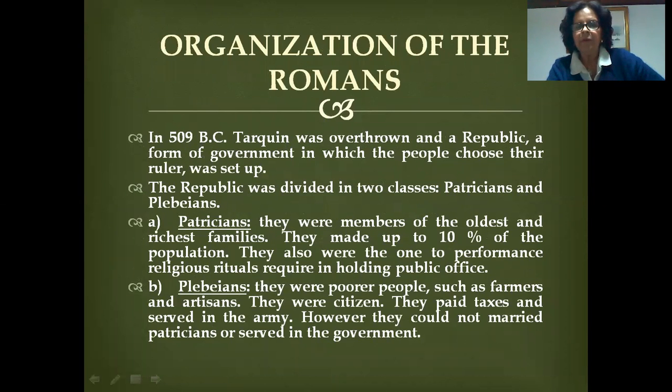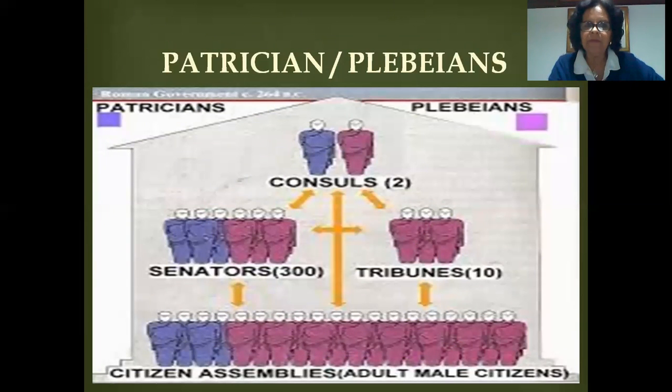Organization of the Romans. We always begin with what we left off last class. We talked about the last ruler, Tarquin. He was overthrown and the Republic was formed, with a type of government that the people decided on. This republic was divided into social classes, patricians and plebeians. Patricians were the members of the oldest and richest families, and plebeians were the poorest people. We consider those farmers and artisans. They were also citizens, of course. Then we're going to see the differences between patricians and plebeians in the Senate, where it was formed.